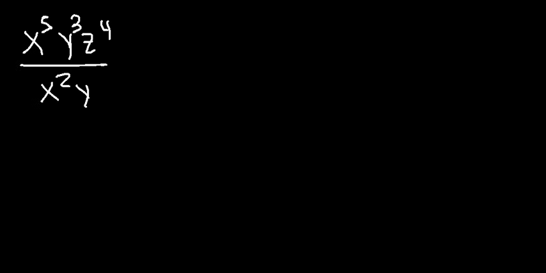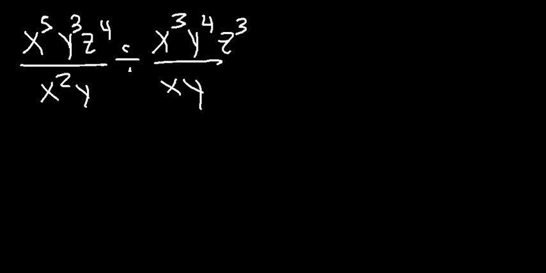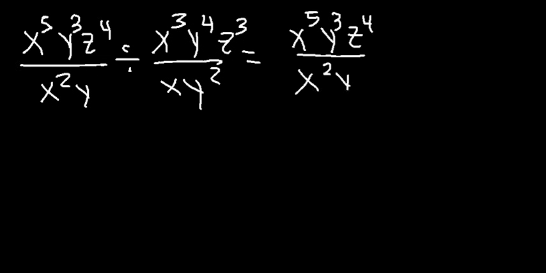Now what about this one? x to the 5th power, y to the 3rd, z to the 4th, divided by another fraction. For this problem, let's use keep, change, flip again. Let's rewrite it. Let's keep the first fraction exactly the same way as it was, change division to multiplication, and flip the second fraction.